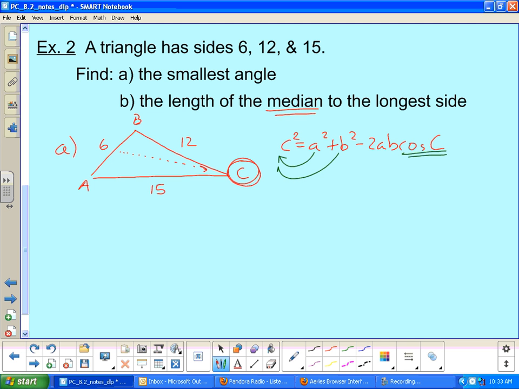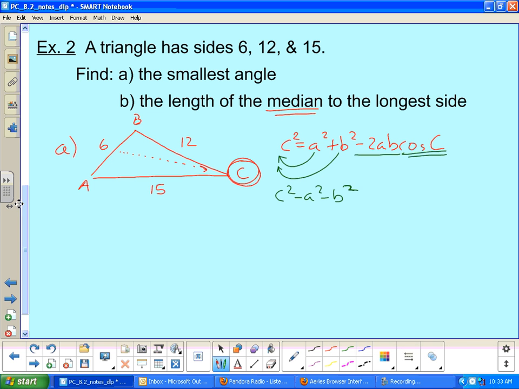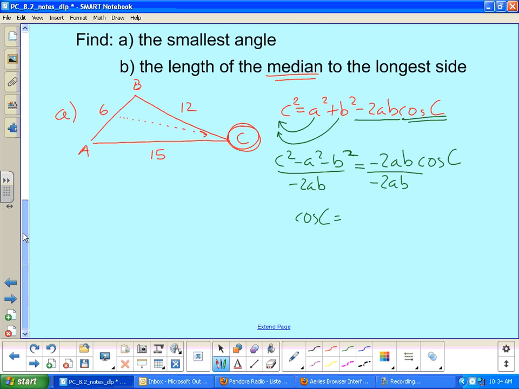And so does B squared. And what does negative 2AB have to do? It divides. So first of all, it looks like this: C squared minus A squared minus B squared, this is before we deal with it, is equal to negative 2AB times the cosine of C. We now have to undo that multiplication. And this is what you get when you're looking for angles in a law of cosines problem: cosine of C is equal to C squared minus A squared minus B squared all over negative 2AB.